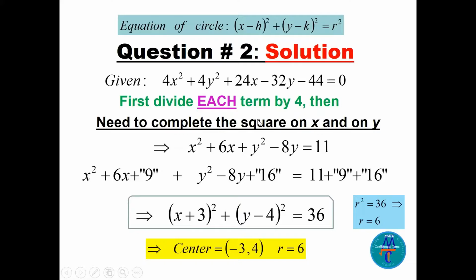Now, completing the square is a big issue, a big story in math. I'm not explaining completing the square here. You have to go to other videos on completing the square.